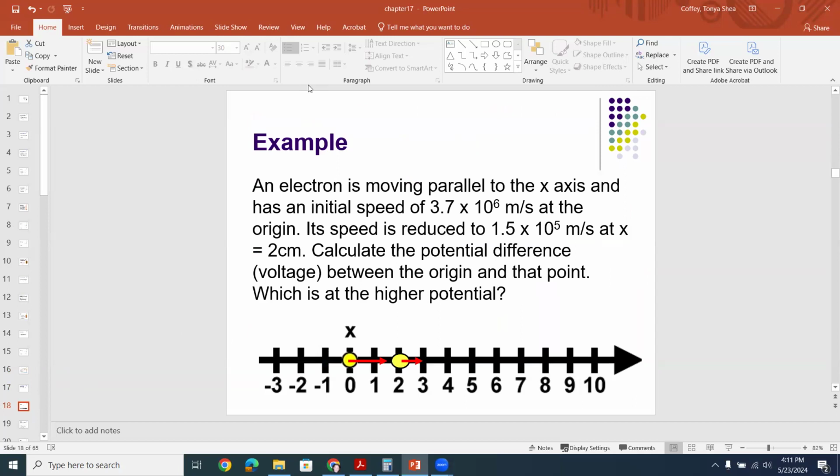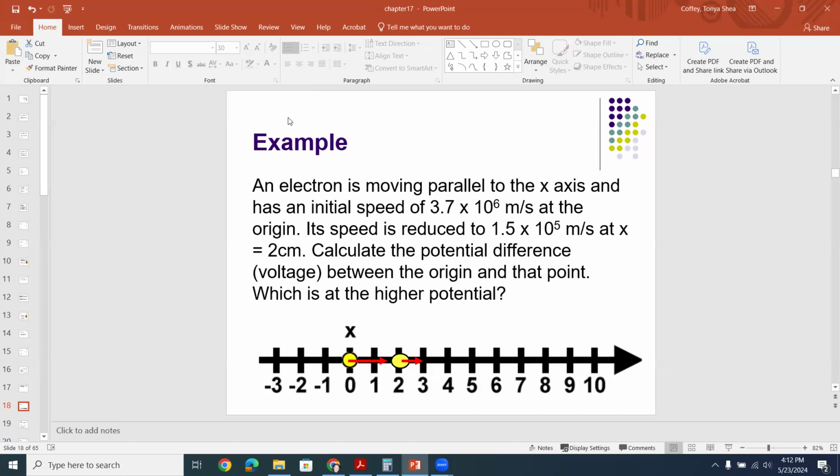We have an electron moving parallel to the x-axis, and it has an initial speed of 3.7 times 10 to the 6th meters per second at the origin. Then that speed is reduced to 1.5 times 10 to the 5th meters per second at x equals 2 centimeters. Calculate the potential difference, or the voltage, between the origin and that point, and which is at the higher potential or voltage.